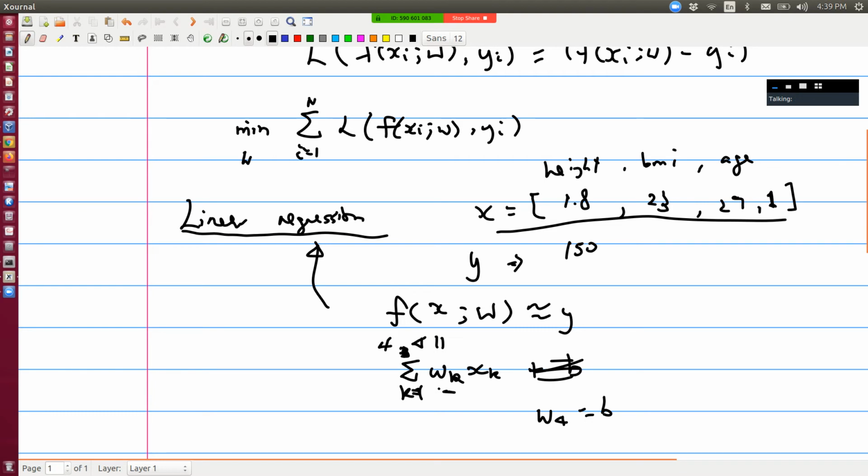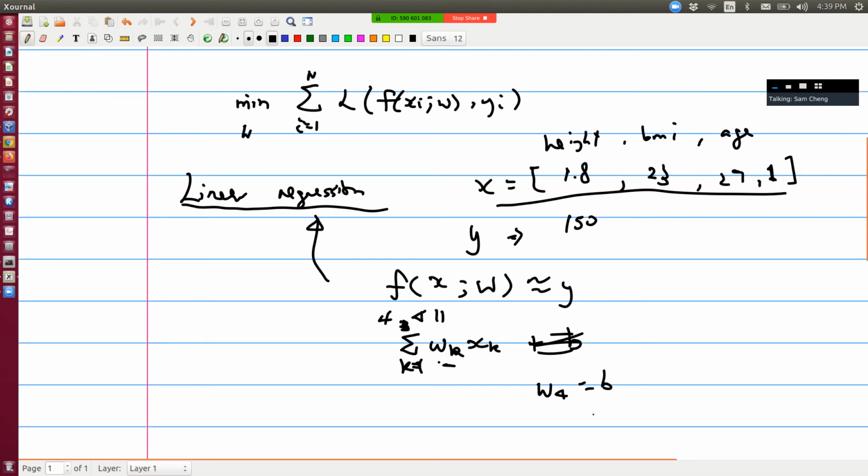Then I can write it more succinctly in vector form, something like W transpose times X. Both of them are vectors. W transpose would be a 1 by 4 vector, and X would be a 4 by 1 vector, right? So this is just a shorthand notation for this expression here.